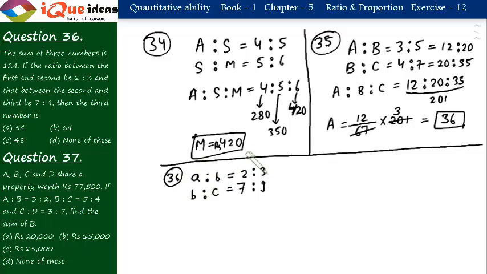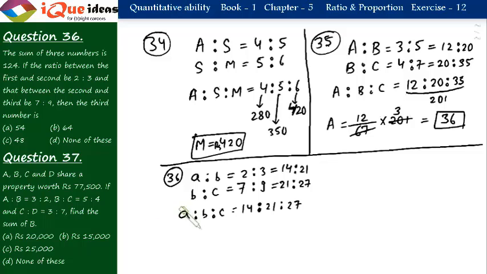So B is the common quantity and the values for B are 3 and 7. First ratio multiplied by 7 will give us 14 is to 21. Second ratio multiplied by 3 will give us 21 is to 27. Okay. Now, that means A is to B is to C is equal to 14 is to 21 is to 27.